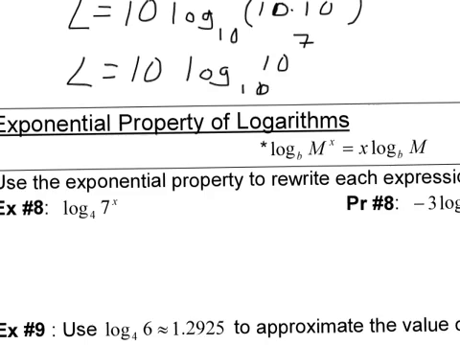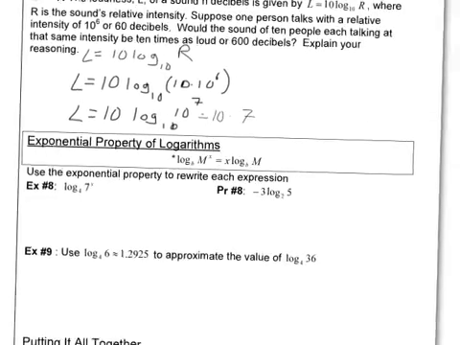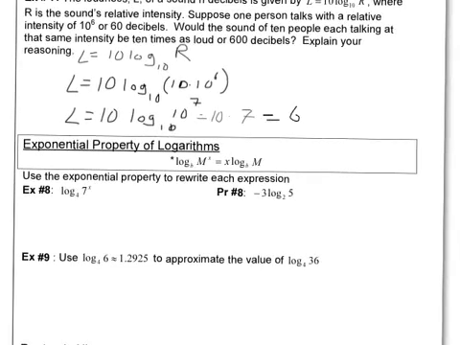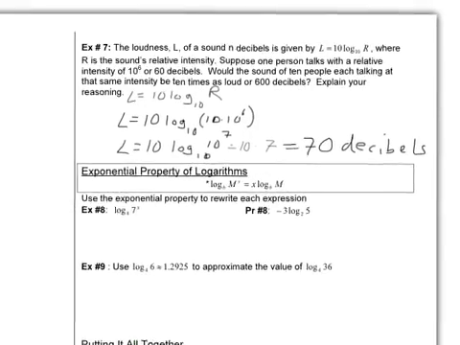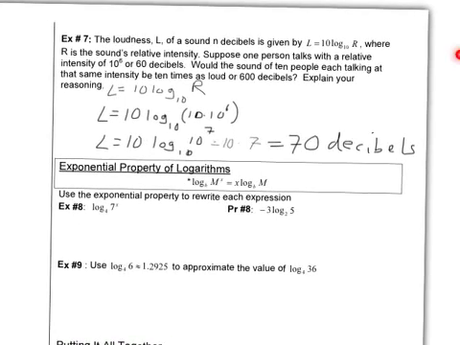Well, we learned a bit before that when we have 10 to 10, this whole thing just equals whatever's up here in the exponent. So this whole thing is just 7. So I can write right here, this is just 10 times 7, which means that this answer is just, not 60, 70 decibels. So the answer is no. No, it's not 600 decibels. In fact, it doesn't get multiplied by 10 times as much. It just goes up by 10 decibels.